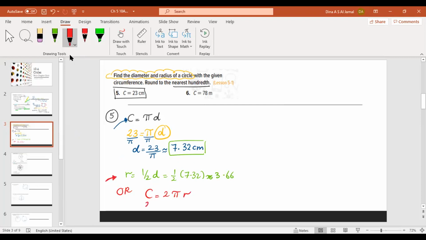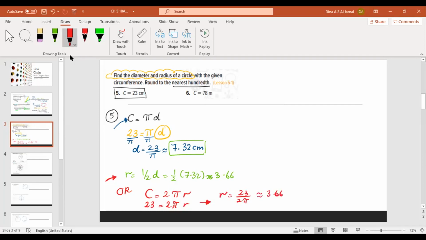So you will be substituting with the 23 is equal to 2 pi r. So divide both sides by the 2 pi. So your r is all about 23 over 2 pi, and it will be around 3.66.